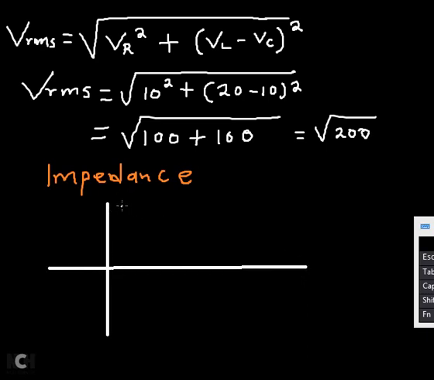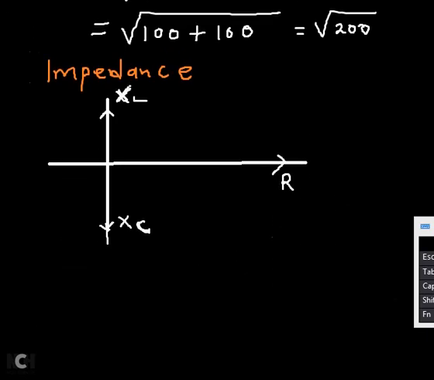The inductive reactance is vertical, upward, in the positive y direction, please pardon me, while the capacitive reactance is still vertical but downward. Then the resistance, which doesn't have any reactance, is horizontal.